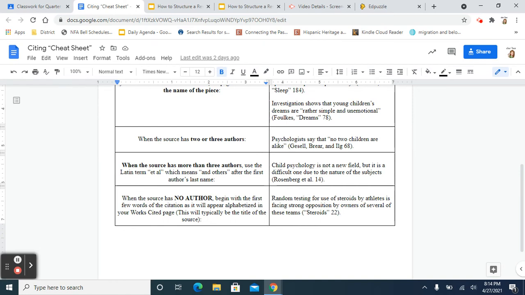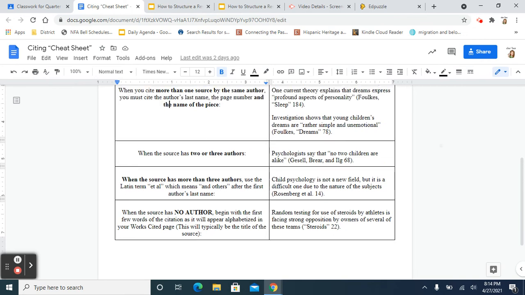So what you would do is in the parentheticals, instead of writing the author's name, you would put the title of the source. So for the example you see on the right, we have a paraphrased in-text citation. And then in the parentheses, we have the name of the article. So the name was just steroids. So you'd put it in quotes and then the page number. So that is just one citing situation.